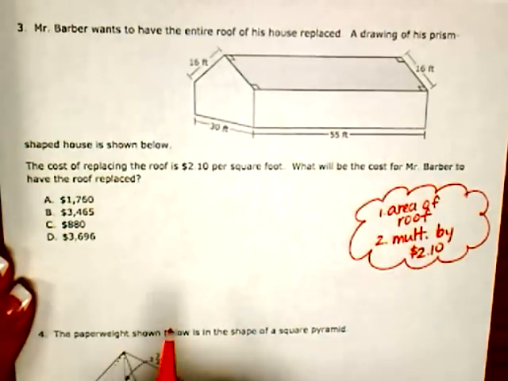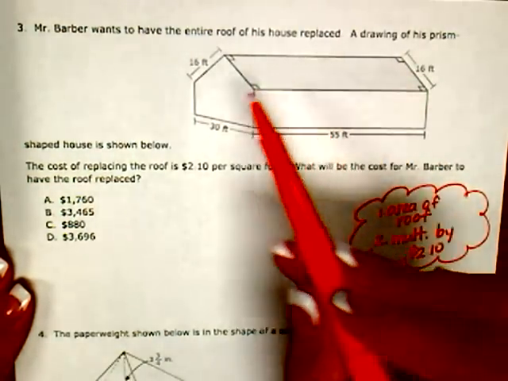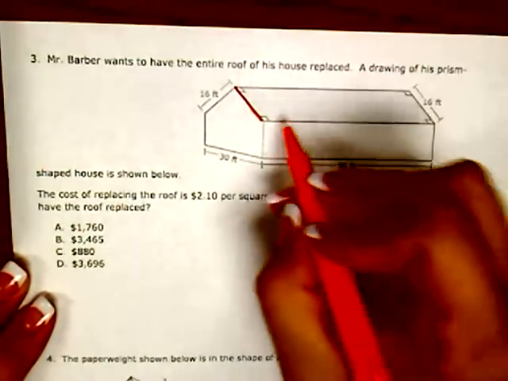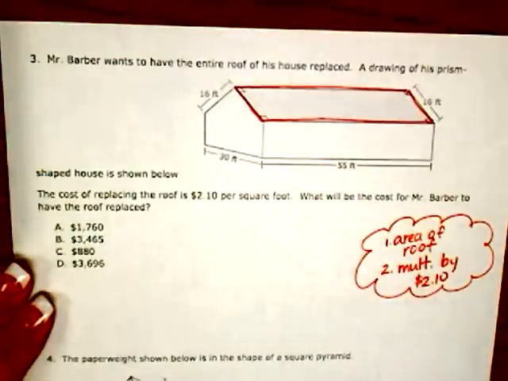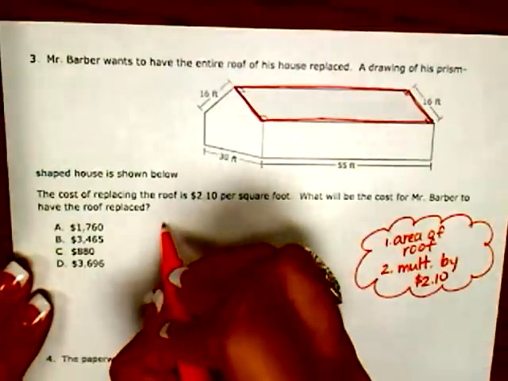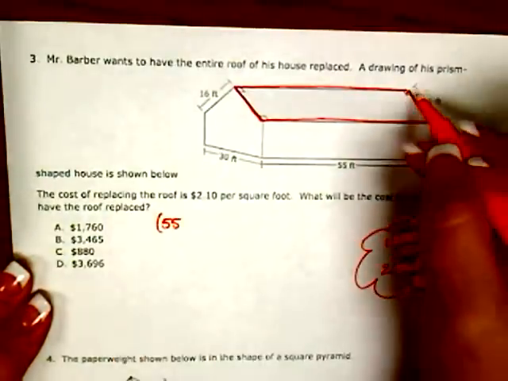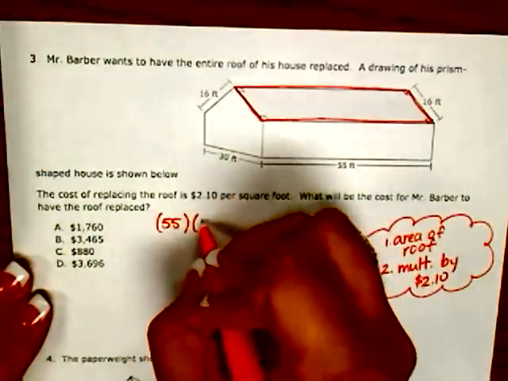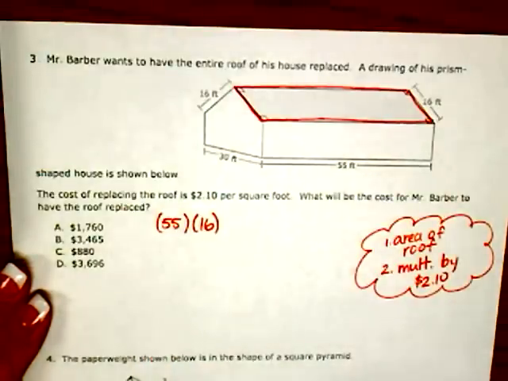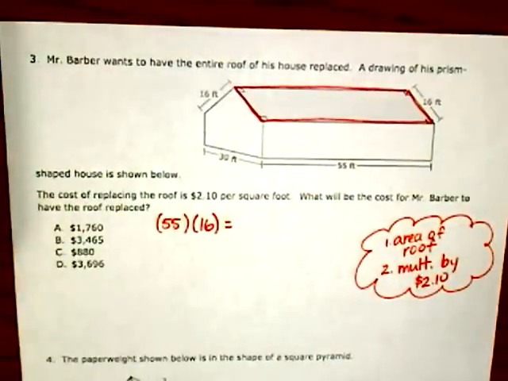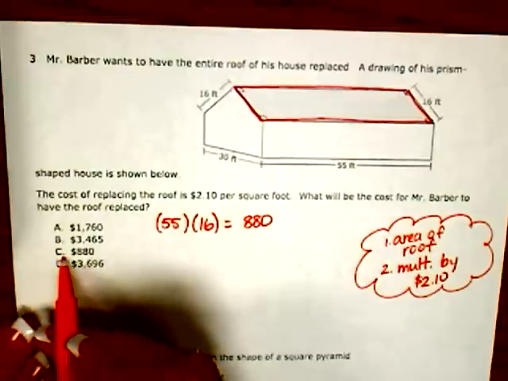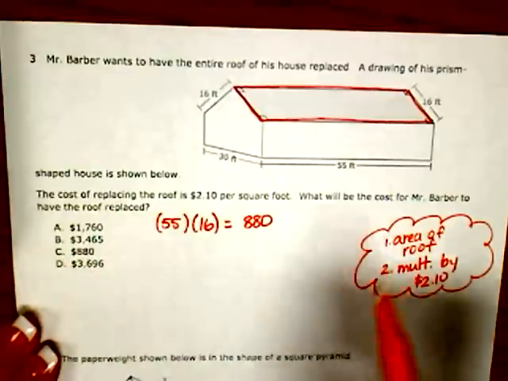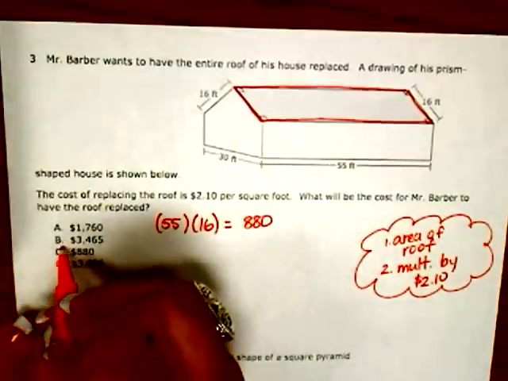Okay, so let's look. The shape of the roof here is a rectangle. I'm only looking at this top part here. And that rectangle has a length of 55 and a width of 16. And to find the area of a rectangle, it's 55 times 16. And 55 times 16 is 880. Now you'll notice that that's one of our answer choices here. But all we've done is find one side of the roof here. So we know that's not the answer.